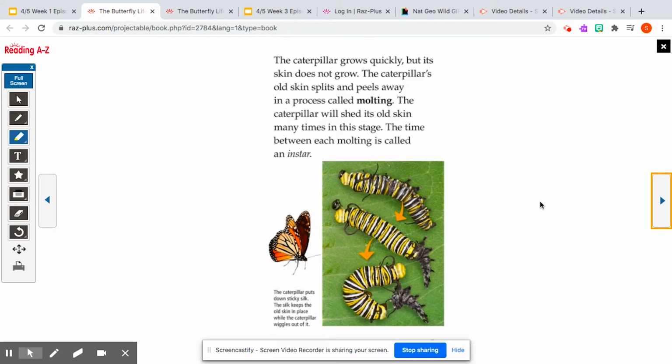The caterpillar grows quickly, but its skin does not grow. The caterpillar's old skin splits and peels away in a process called molting. The caterpillar will shed its old skin many times in this stage. The time between each molting is called an instar. The caterpillar puts down sticky silk. The silk keeps the old skin in place while the caterpillar wiggles out of it. Molting. Peels away. Might need that later.